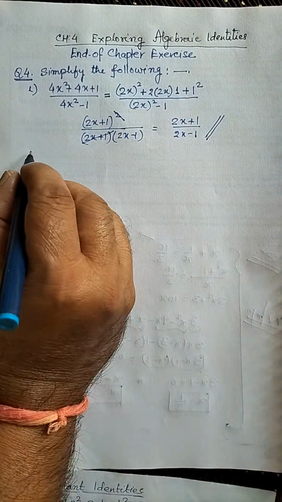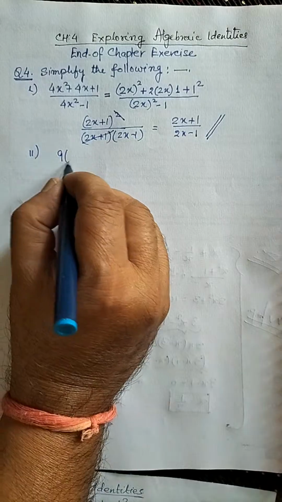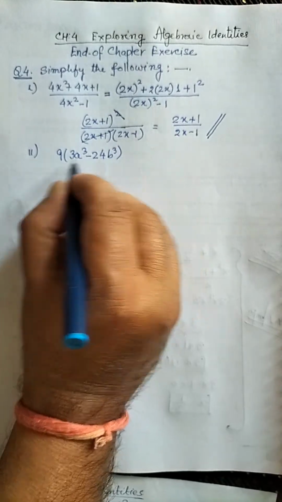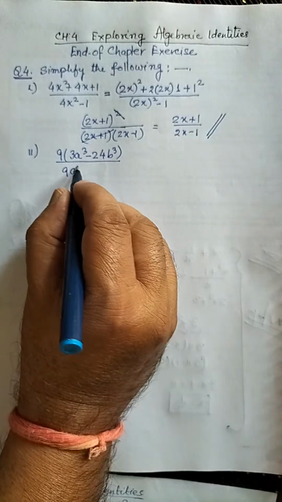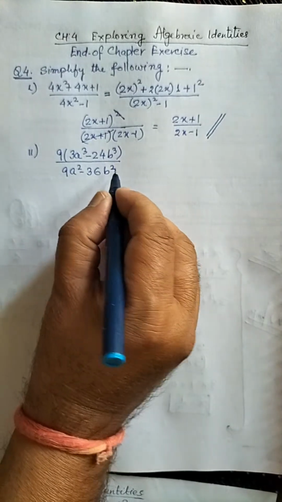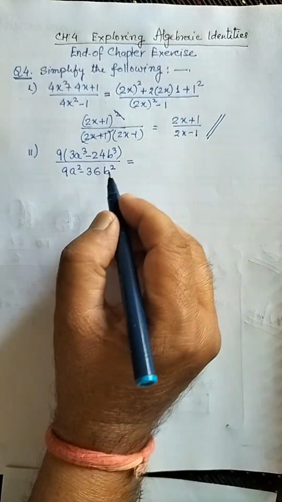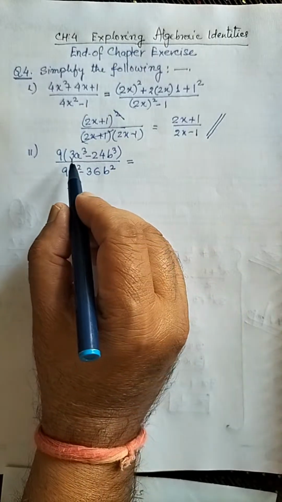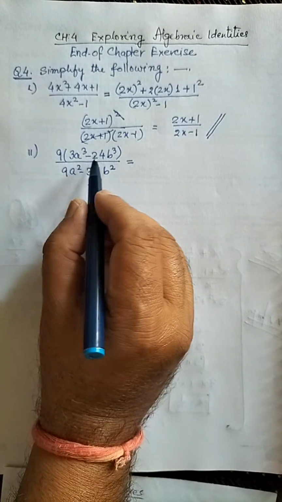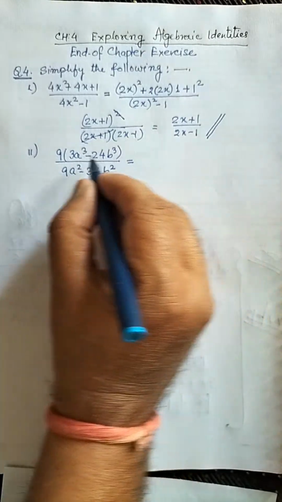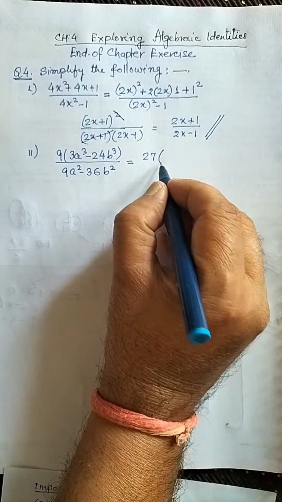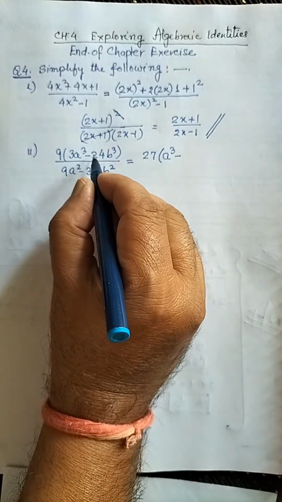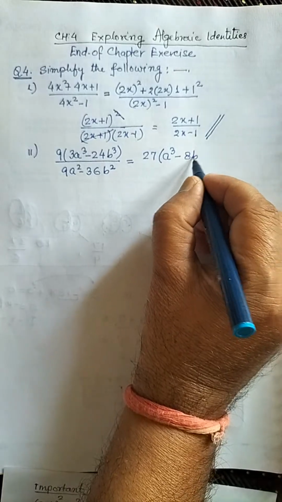Okay. Now the second part of this question is 9 times (3a cube minus 24b cube) over (9a square minus 36b square). Now the very first thing, again we have to look for the common factor, so we need to find out first the factors of the numerator and denominator. In the numerator you can clearly see 3 is a factor of 3 and 24, so I'll take out this 3. So 3 times 9 will become 27 here, and once 3 is taken out we are left with a cube minus 8b cube, since 3 is taken out from 24.